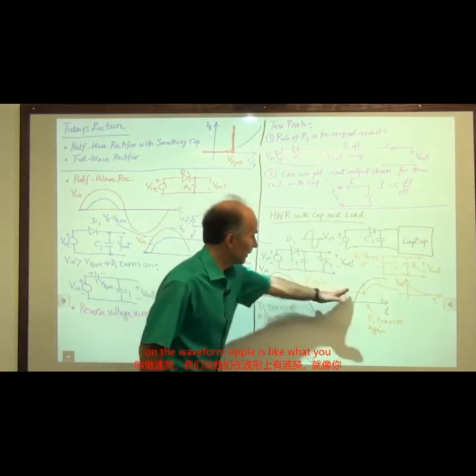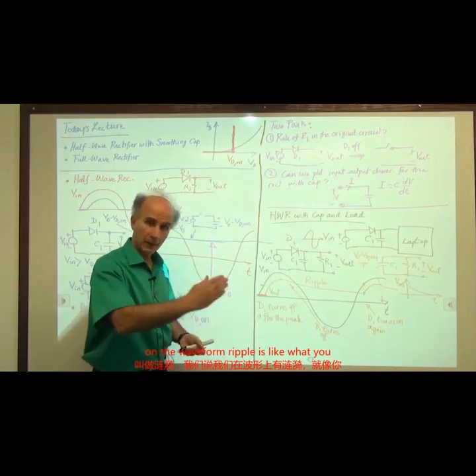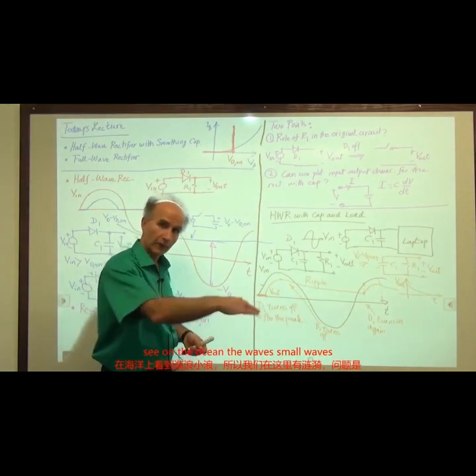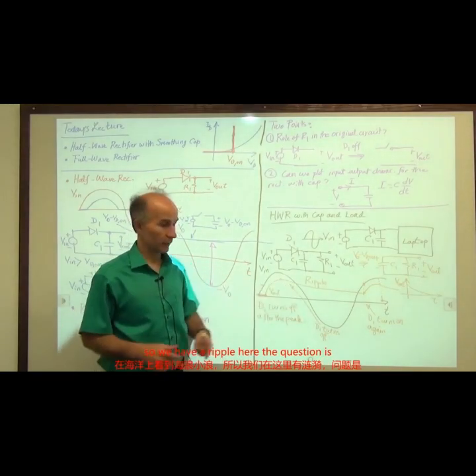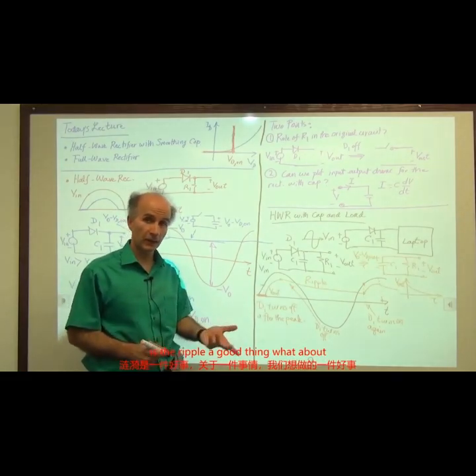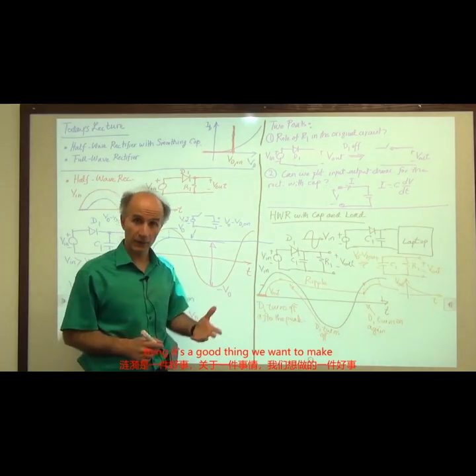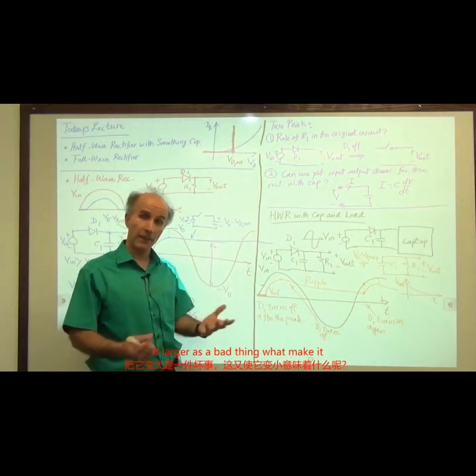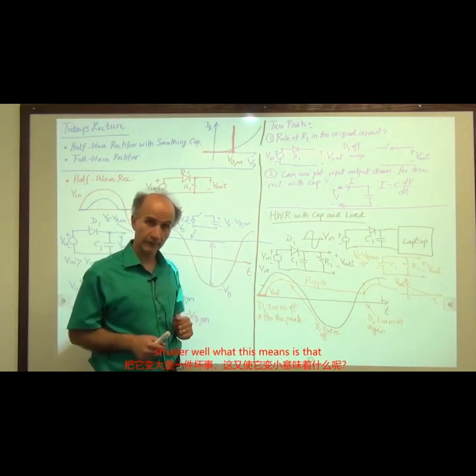We say we have ripple on the waveform. Ripple is like what you see on the ocean, the waves, small waves. So we have a ripple here. The question is, is the ripple a good thing or a bad thing? If it's a good thing, we want to make it larger. If it's a bad thing, we want to make it smaller.